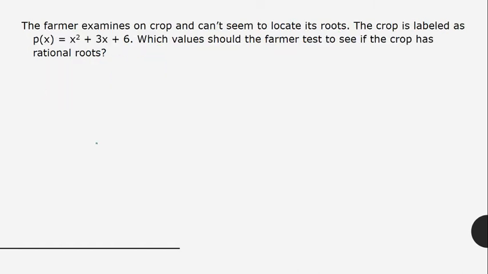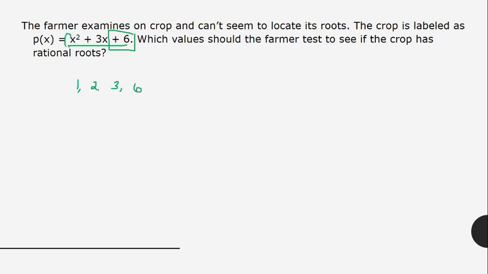The farmer examines one crop and can't seem to locate its roots. The crop is labeled as p of x equals x squared plus 3x plus 6. Which value should the farmer test to see if the crop has rational roots? Well, if you remember from the rational root theorem, we're going to take our factors of our constant term here, 6. So those factors are 1, 2, 3, and 6.